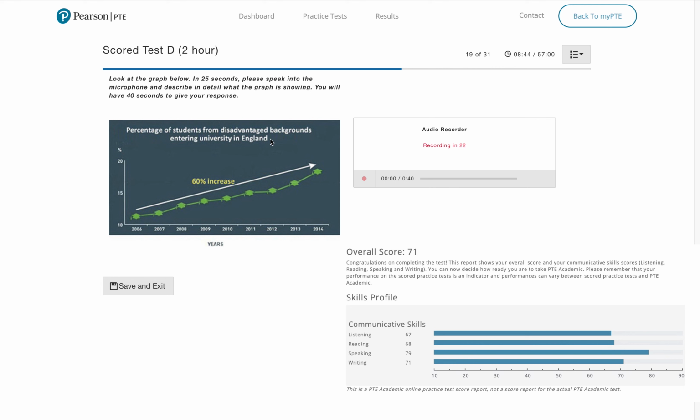Percentage of students from disadvantaged backgrounds entering university in England. This graph shows information about the percentage of students from disadvantaged backgrounds entering university in England from 2006 to 2014. According to the graph, the largest number can be found in 2014, which is about 20%. The smallest number can be found in 2006, which is about 12%. We can see a 60% increase. In conclusion, this graph is very interesting and useful. We can see 2007, 2009, 2010 and 2011.